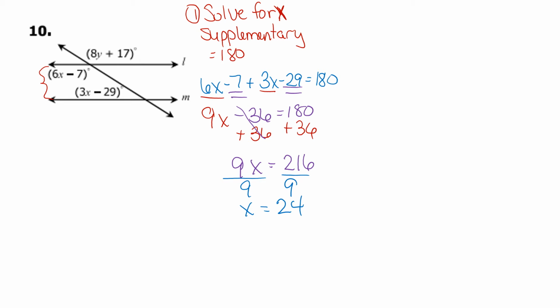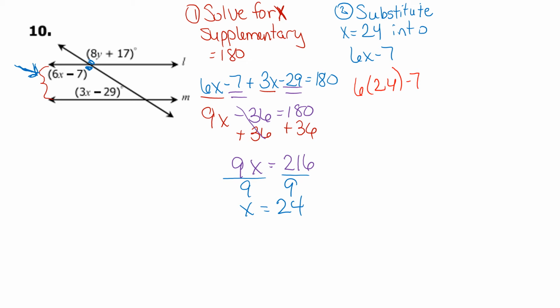Now, my second step is going to be to substitute the x equals 24 into the angle right here, because these angles here and here are vertical. So that's the reason I want to substitute into the measurement of 6x minus 7. Okay, so we're going to start that process. 6 times 24 minus 7. 6 times 24 is 144. That minus 7 is 137. So that lets me know that angle measurement.